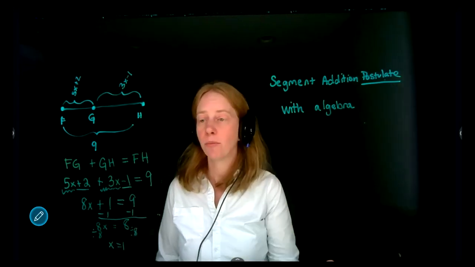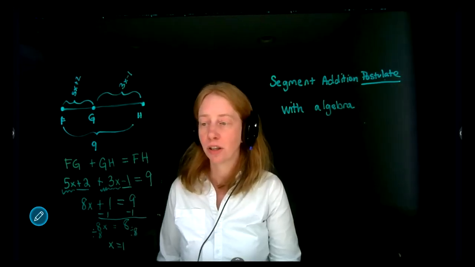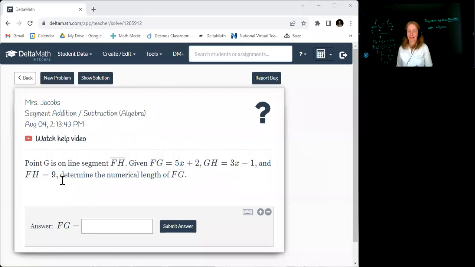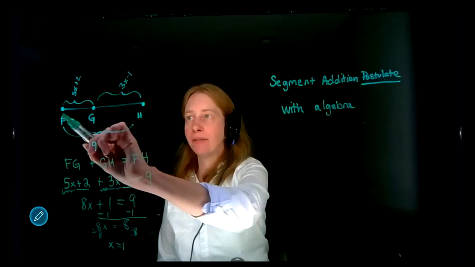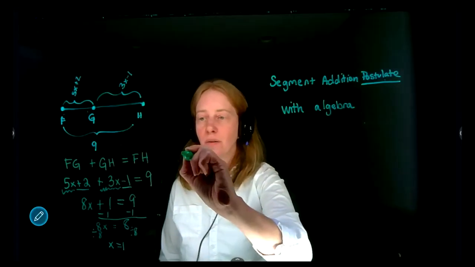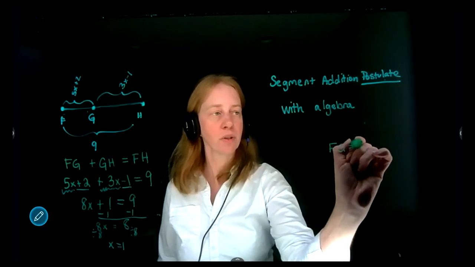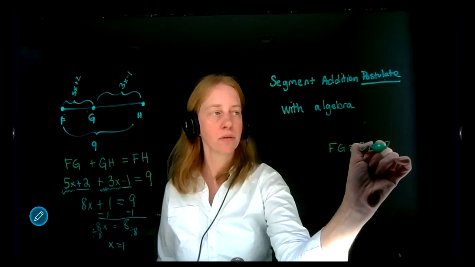Now, I have to go back to the question. I'm going to share my screen and go back to the question. Did it ask me to solve for x? It did not. It asks me to find the length of FG. Okay, so FG, remember, FG is 5x plus 2. So I'm going to write that over here. FG equals 5x plus 2.